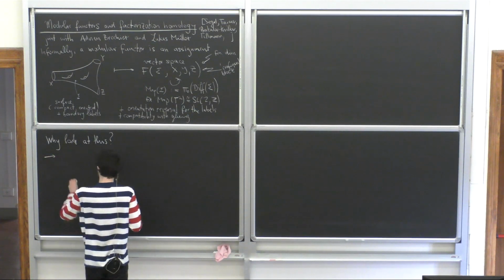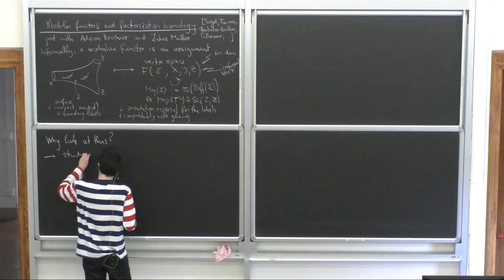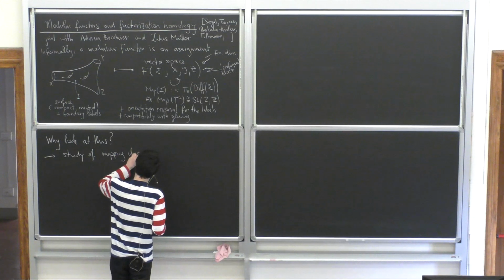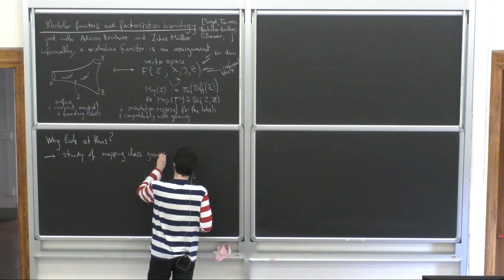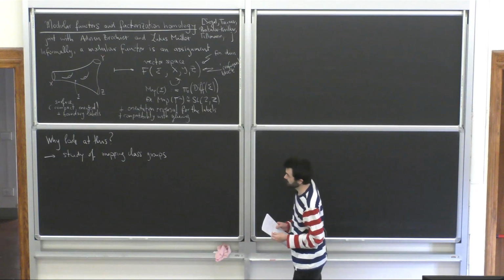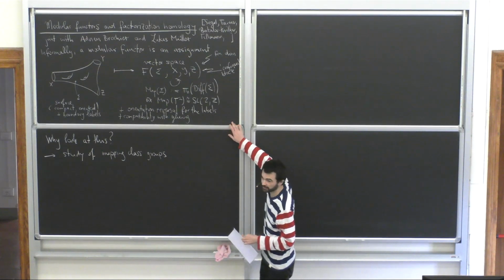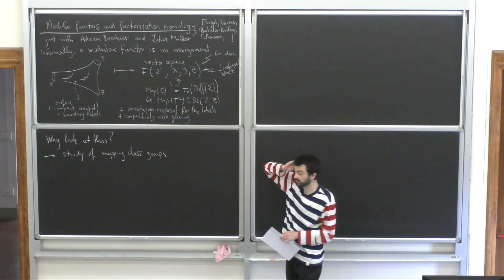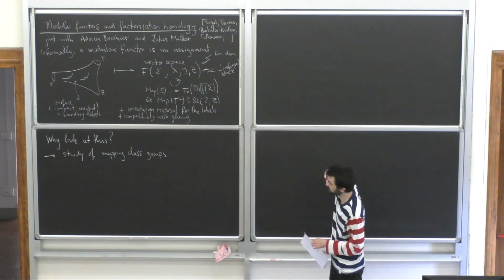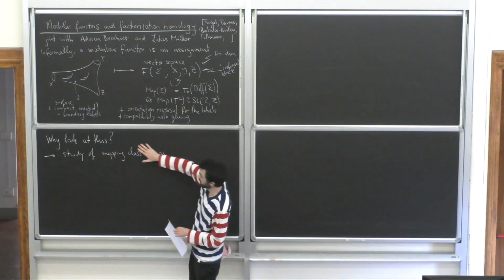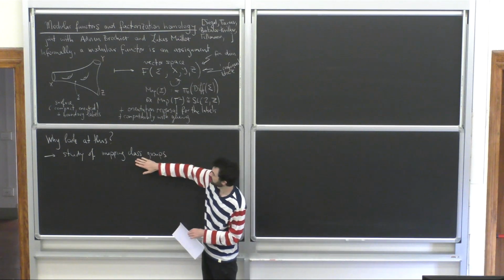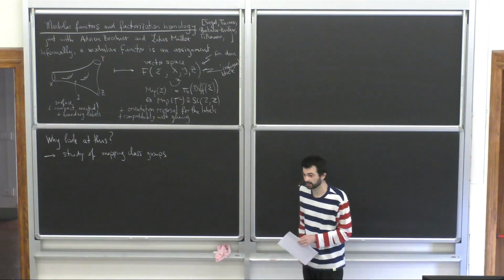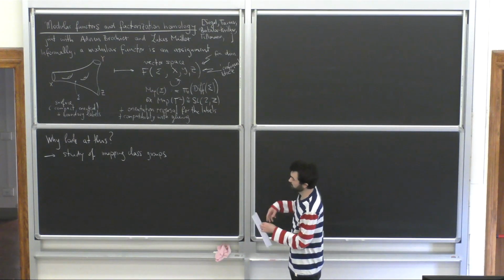So the first reason is the study of mapping class groups. Mapping class groups are interesting groups, and getting meaningful finite dimensional representations for them is actually very non-trivial. And if you have constructions that do that, that is relatively interesting. In particular, there's the question whether mapping class groups have finite dimensional faithful representations.